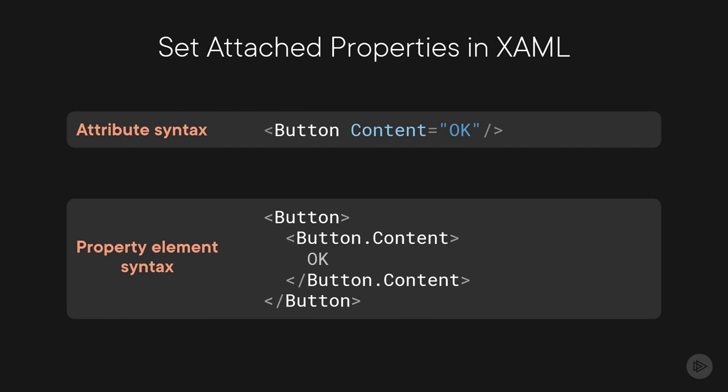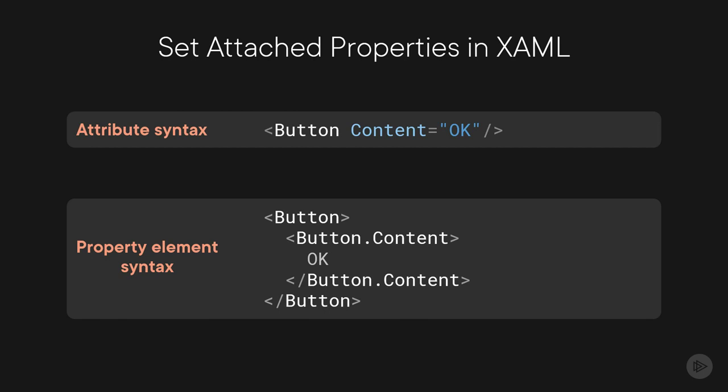Instead of the text OK, you could also use an object element inside of the property element to assign a more complex object to the button's content property. To set attached properties in XAML, you can use the same two syntax options.